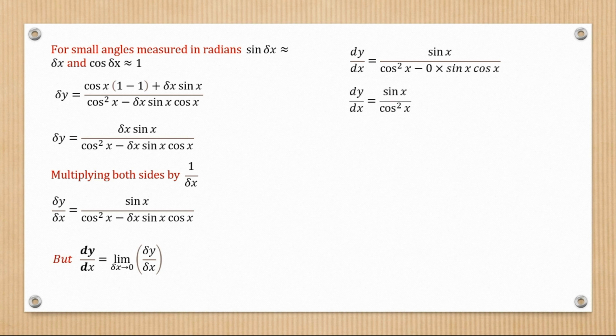So now we're left with sine x over cos squared x, but also remember this can be split as sine x over cos x times 1 over cos x, and then sine x over cos x is tan x, and then 1 over cos x is sec x. So therefore the derivative of sec x is tan x sec x, and that is what they wanted.